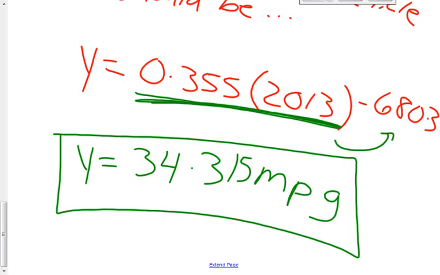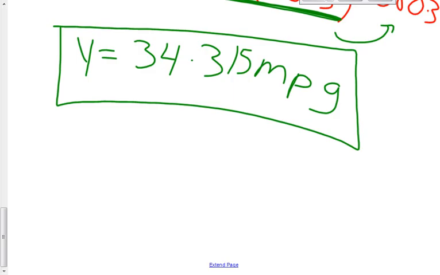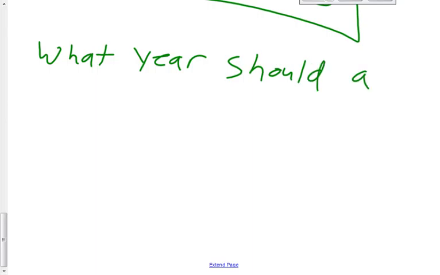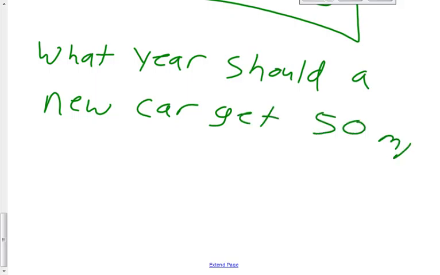I had one more thought with that. Another way that you could go about using this information is if you want to say, what year should a new car get, let's say, 50 miles per gallon? That's a very good question. When am I going to get a car where the average is 50 miles per gallon? Right now, it's far from it, as you guys well know.